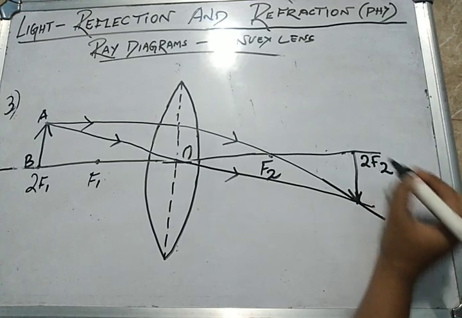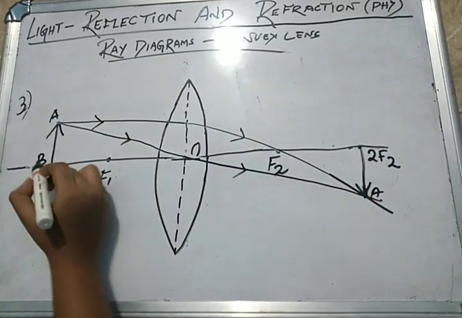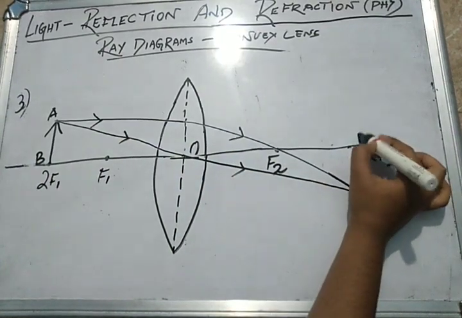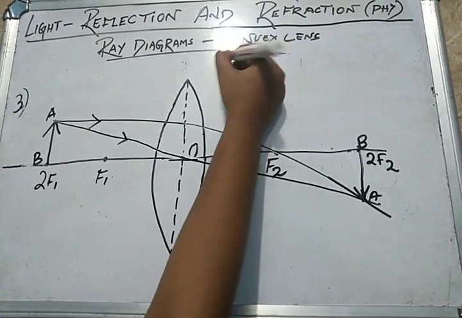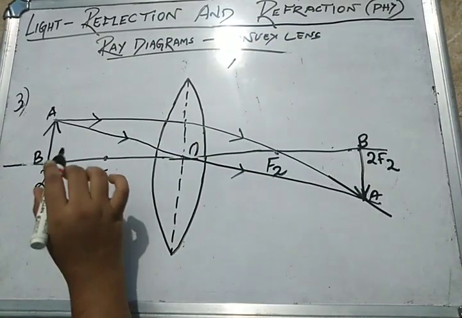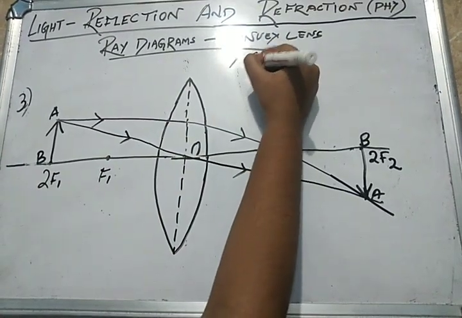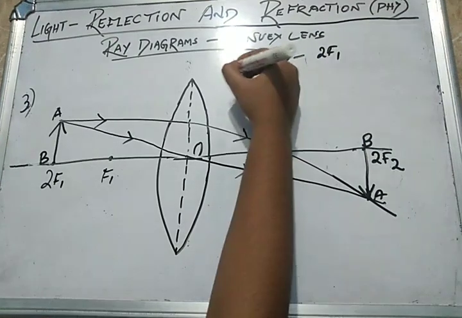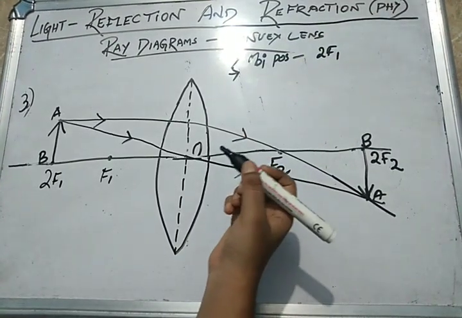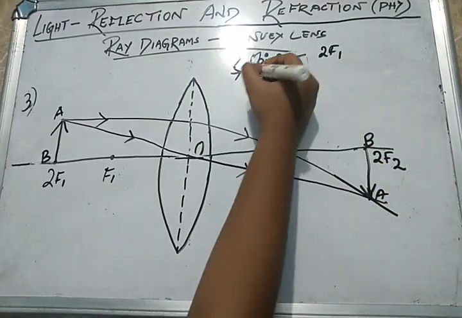F2. Alright. This is A, I mark A over here. And this is B, I mark B over here. So again we go with all our 4 points. Where is the object? Object position at 2F1. Second point, position of the image. Where is the image? At 2F2.